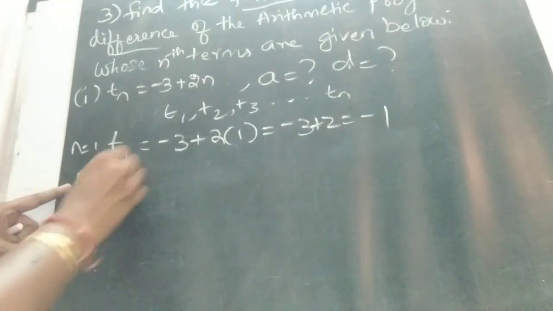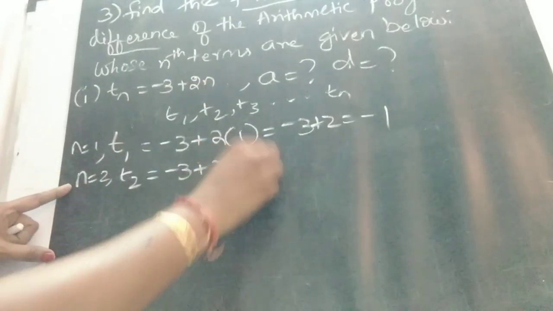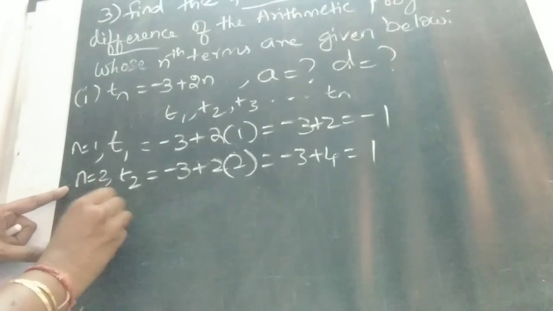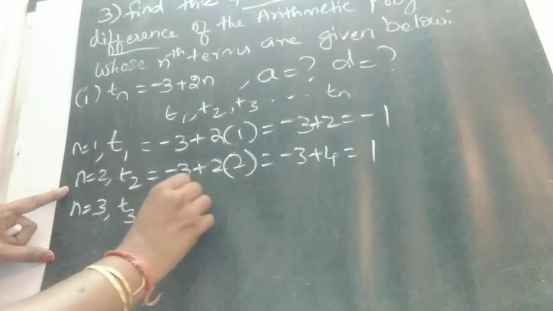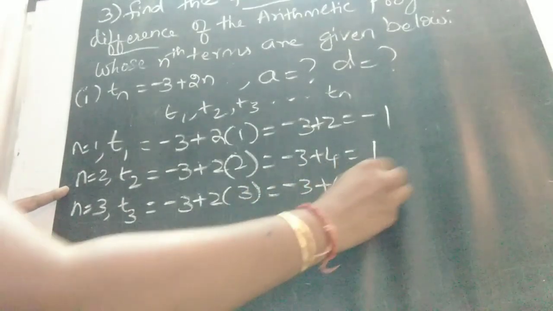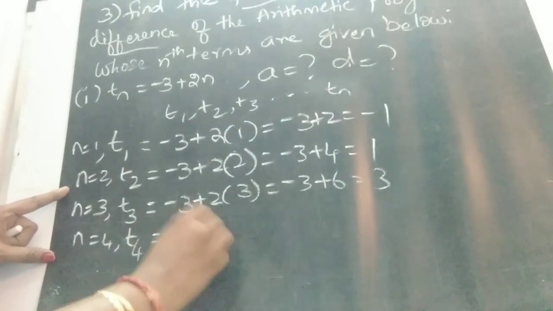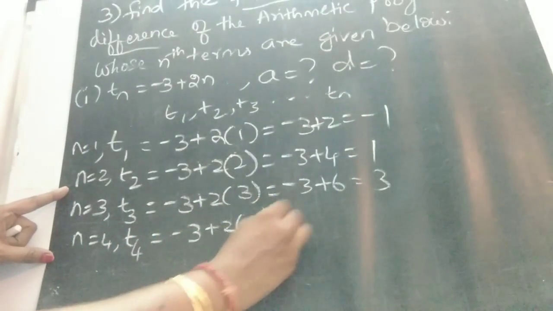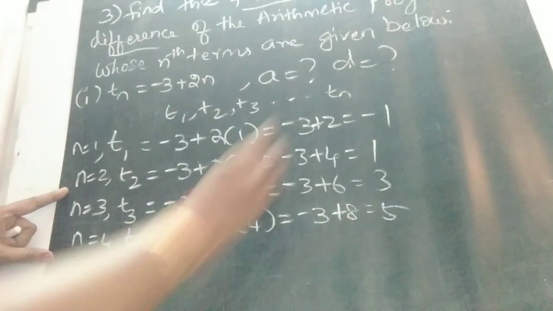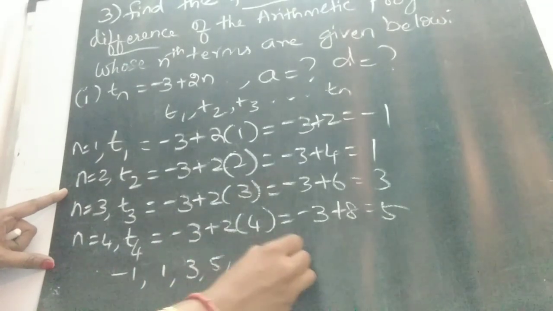When n is 2, you get the second term. What is it? Minus 3 plus 2 into, in n's place write 2. So minus 3 plus 4, which will be 1. In n's place write 3. So your T3 will be minus 3 plus 2 into 3. So minus 3 plus 6, that is 3. When n is 4, you get T4. Minus 3 plus 2 into 4, that is minus 3 plus 8, which is 5. So the terms you are getting are minus 1, 1, 3, 5.